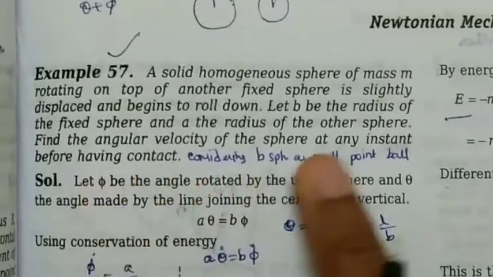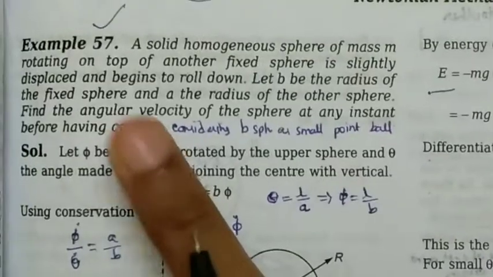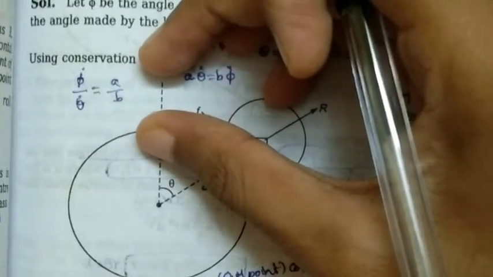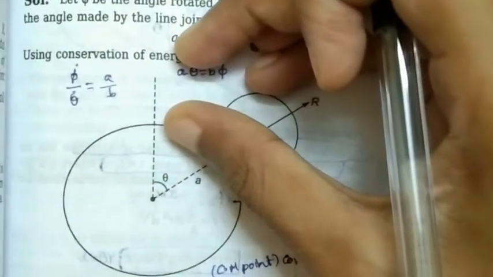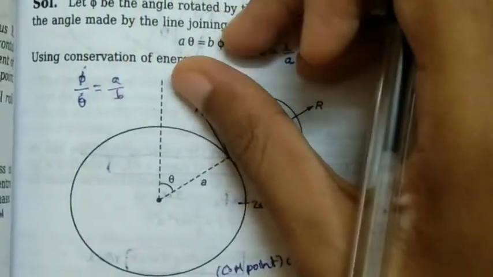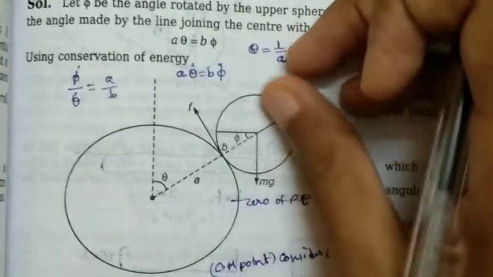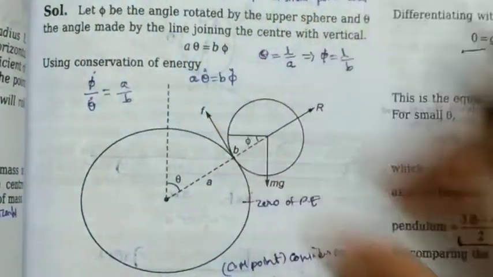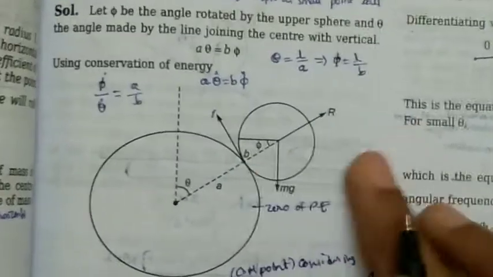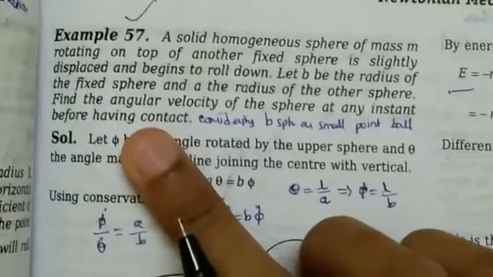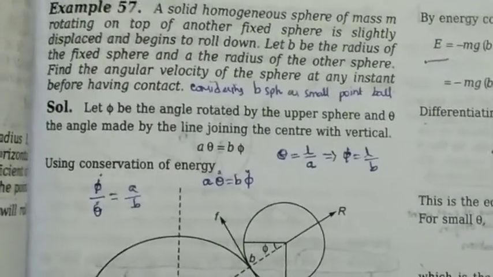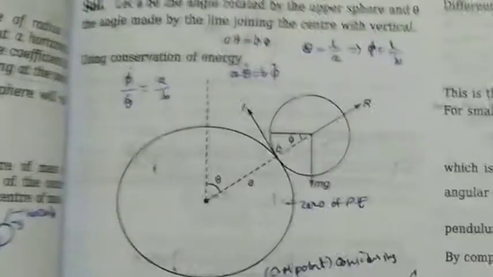Find the angular velocity of the sphere at any instant before having contact, that is, before leaving contact. If the sphere was here and we have displaced it to this side, it gets disturbed and keeps on rolling because of gravitational force, and finally it leaves the contact here. It rolls down, leaves the contact and falls down. So what they are asking is to find the angular velocity at any instant before the sphere loses the contact. That is the problem.